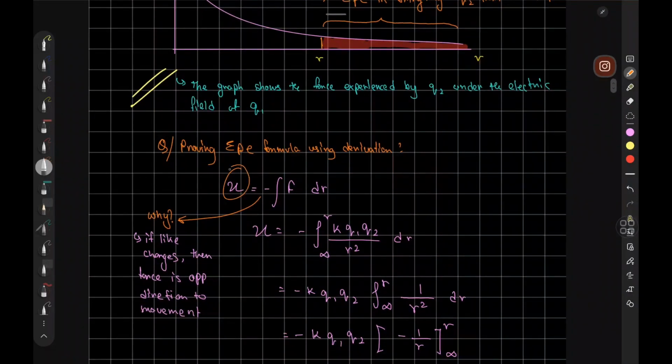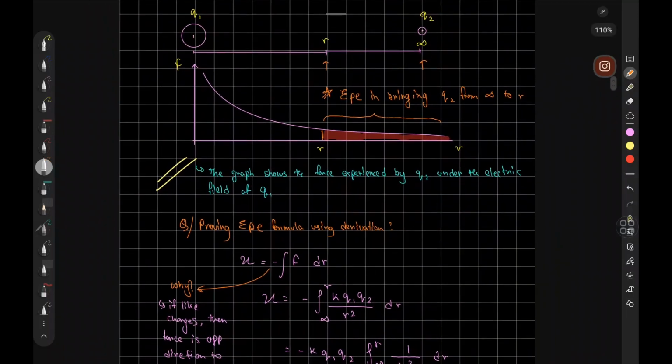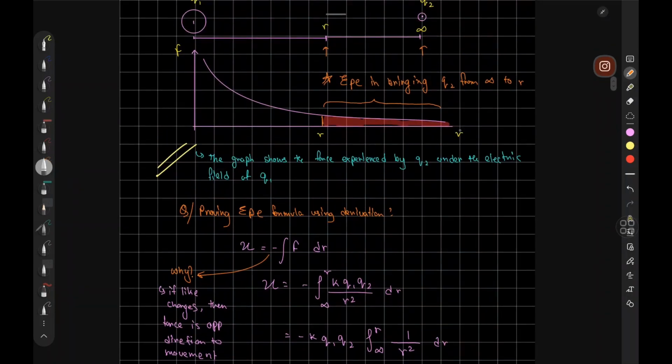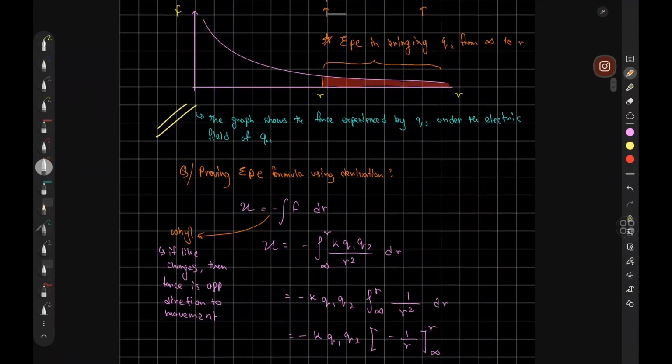Electric potential energy defined by U is equal to the negative of the integral of force with respect to what? R. Why? On the x-axis we have R, and what are we integrating? The force from R to infinity. So the bounds are R and infinity. We are starting off at infinity, ending at R. Agreed? Good. So upper bound R and lower bound infinity. Great. Why the negative sign?